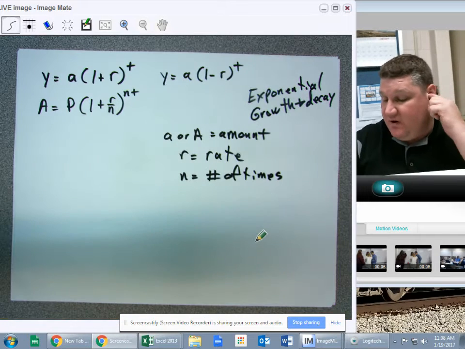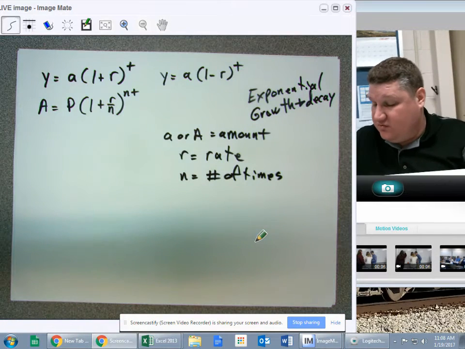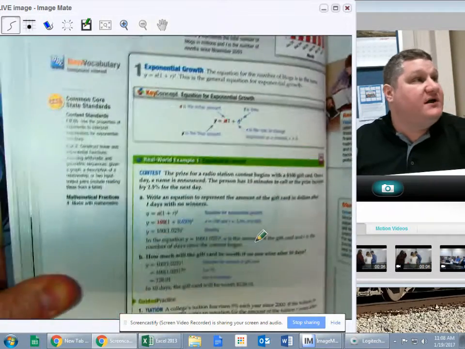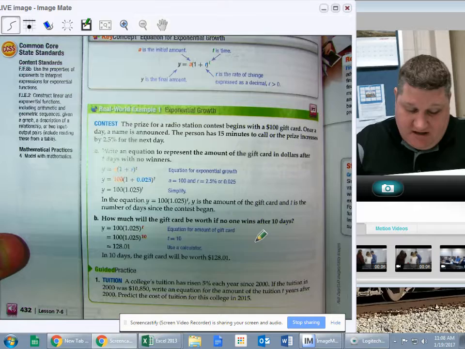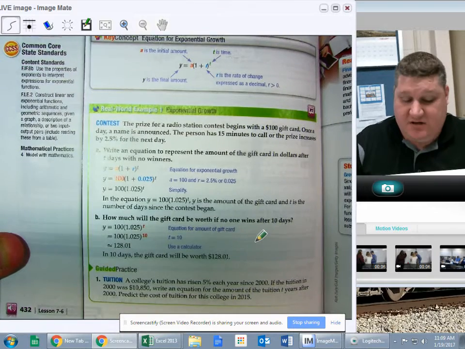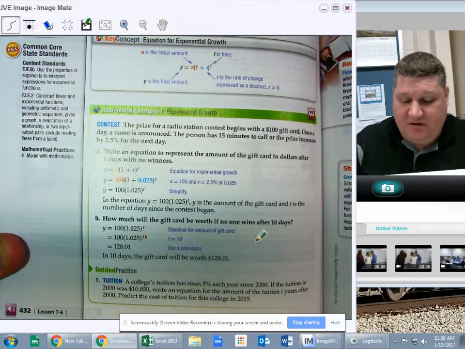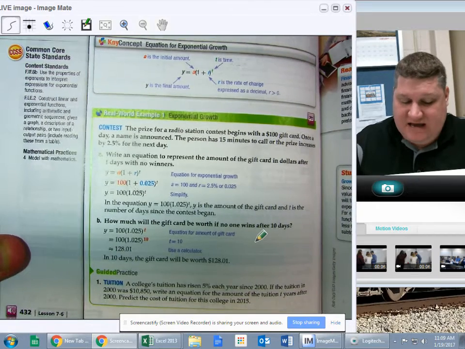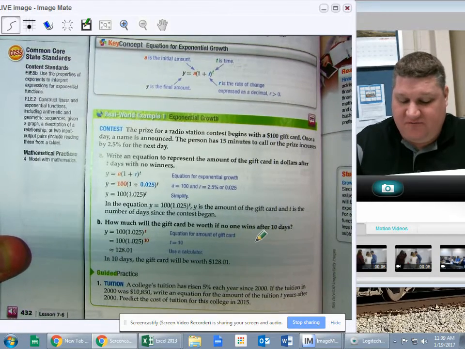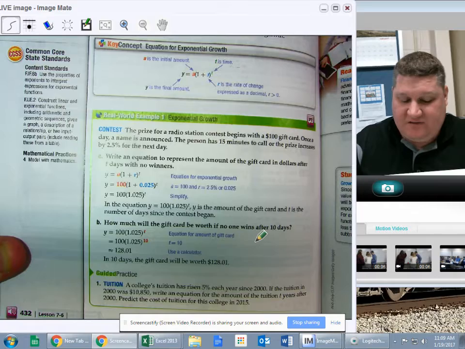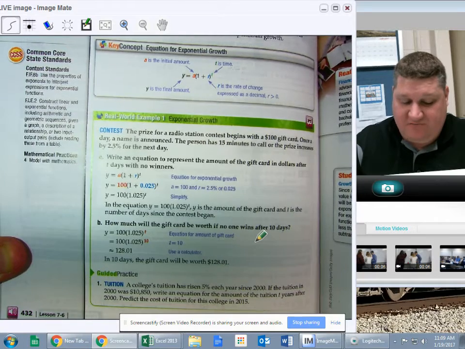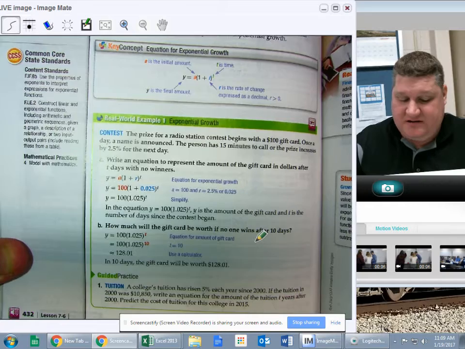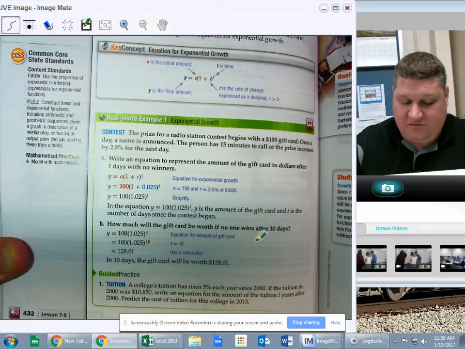So if we want something that is growing, for example, if we take a look at example 1 in our book on page 432: the prize for a radio station contest begins with a $100 gift card. Once a day, a name is announced, and a person has 15 minutes to call, where the prize increases by 2.5% for the next day. Write the equation that represents the amount of the gift card in dollars after T days with no winners.